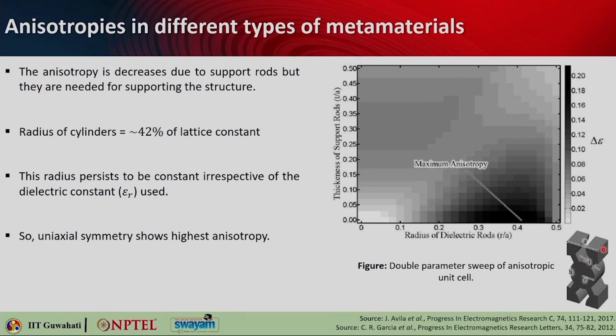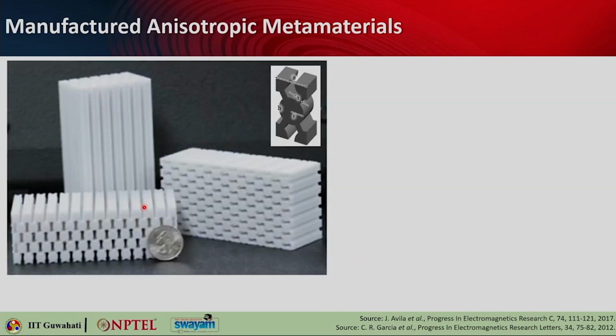These are the different parameters being used, and we have seen that the radius is around 42% of the lattice constant, and that corresponds to this one. So, it is actually 0.42 where you have got maximum anisotropy. So, r by a is 0.42, and you can say the radius is 42% of the lattice constant. You also see that the radius persists to be constant irrespective of the dielectric constant being used. And these are the fabricated ones.